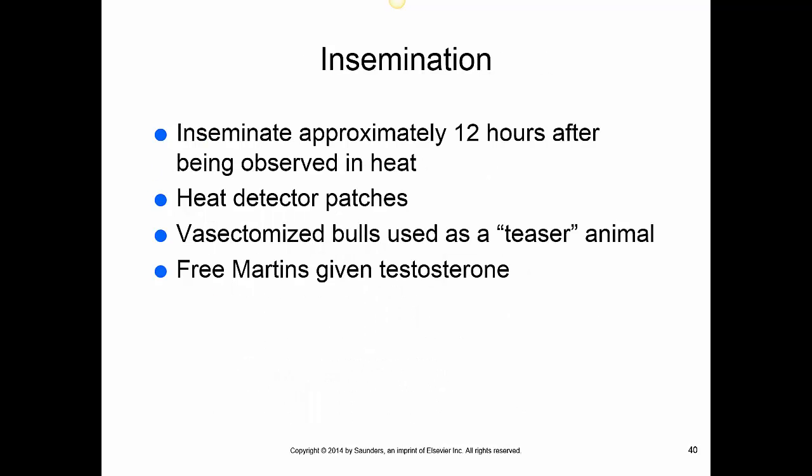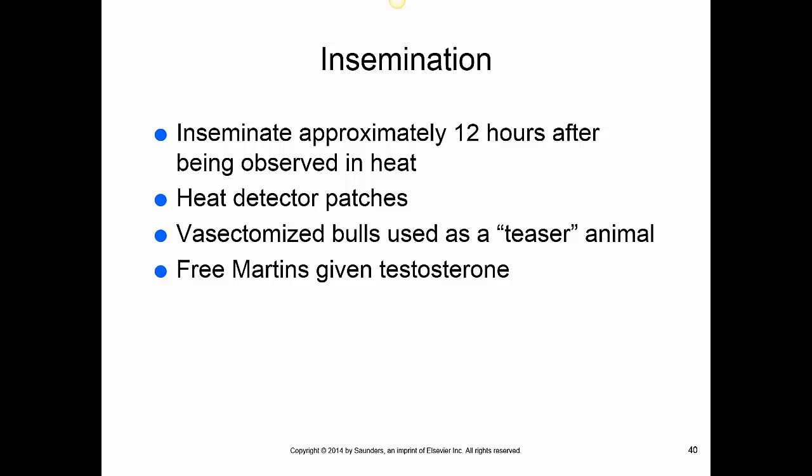We do a lot of artificial insemination in cows, and so usually we like to inseminate them about 12 hours after them being observed in heat. And usually how we observe them in heat, if we're going to do artificial insemination, if we don't have the bull out in the pasture.